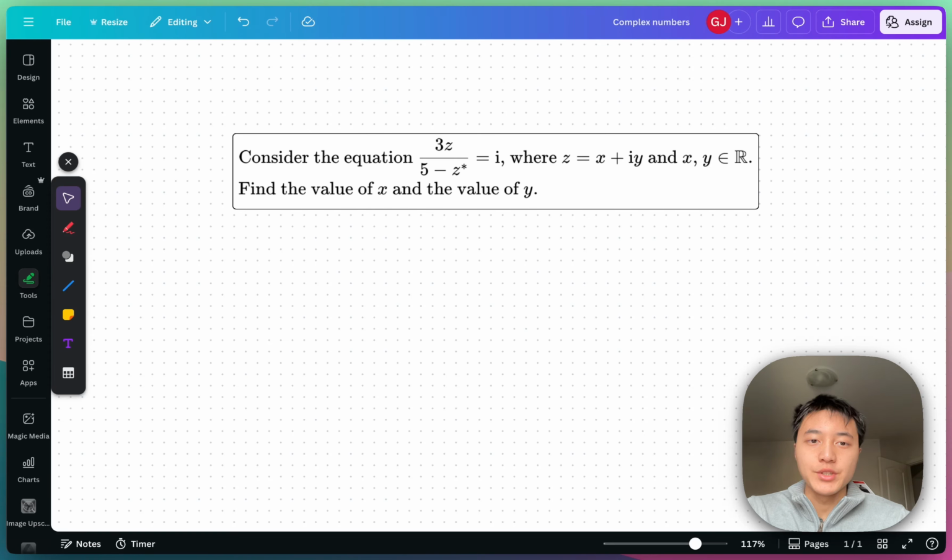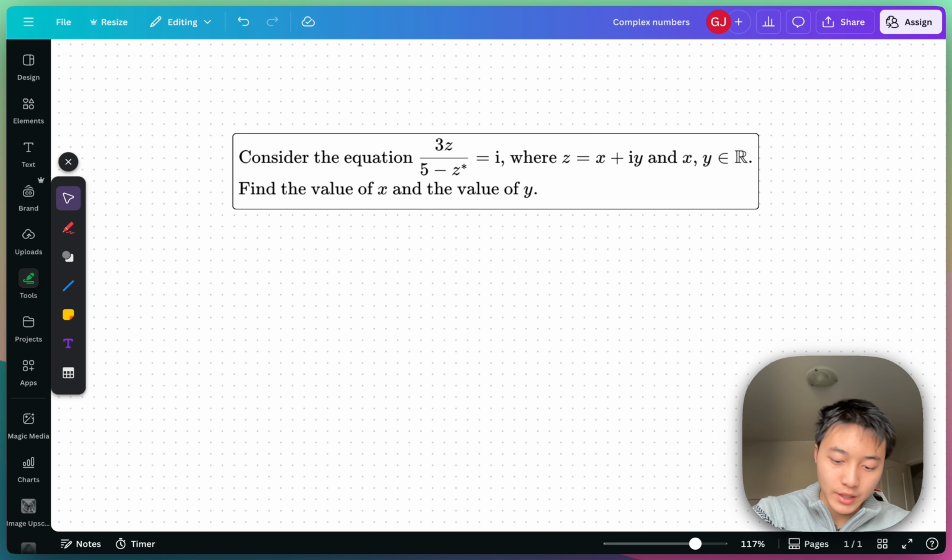Hello, today we're going to be doing a math question and it's on complex numbers. So consider this equation where z equals x plus iy and x and y are real numbers. Find the value of x and the value of y. Okay.